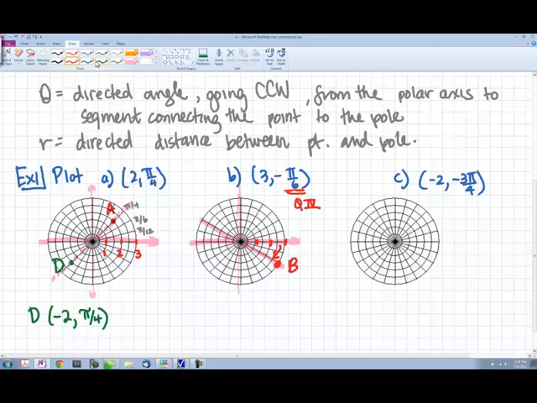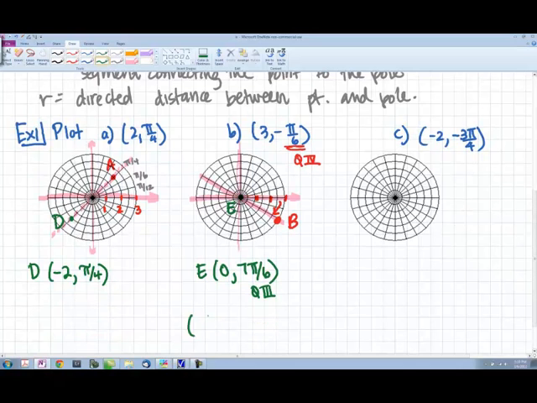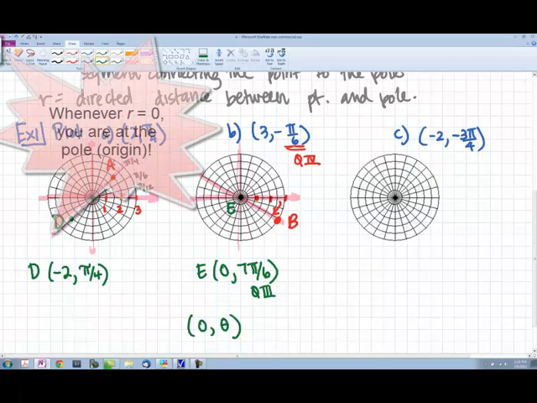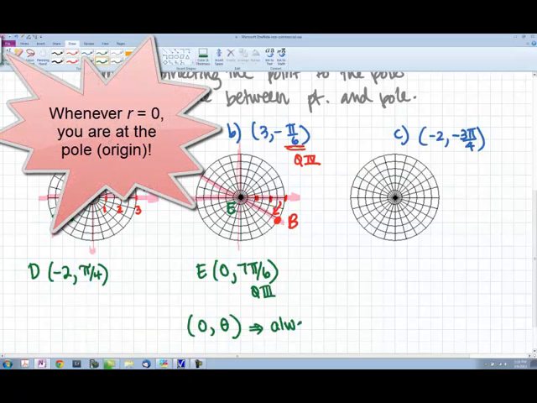How about plotting the point (0, 7 pi over 6)? This is going to be in quadrant 3, but r is 0, so it doesn't actually matter what that angle is. Anytime you have 0, comma, and any theta, this is always going to be at the pole.